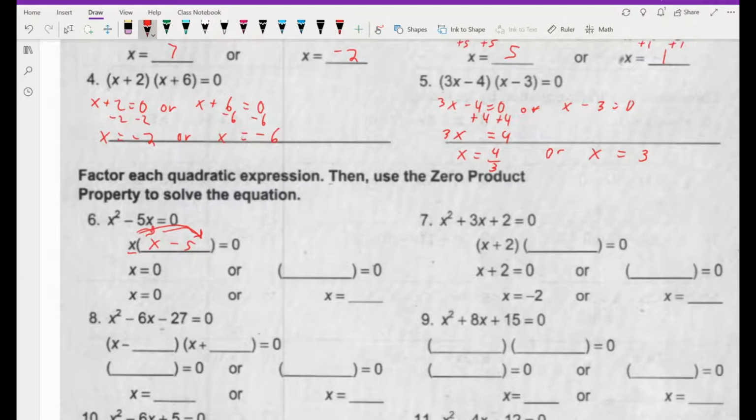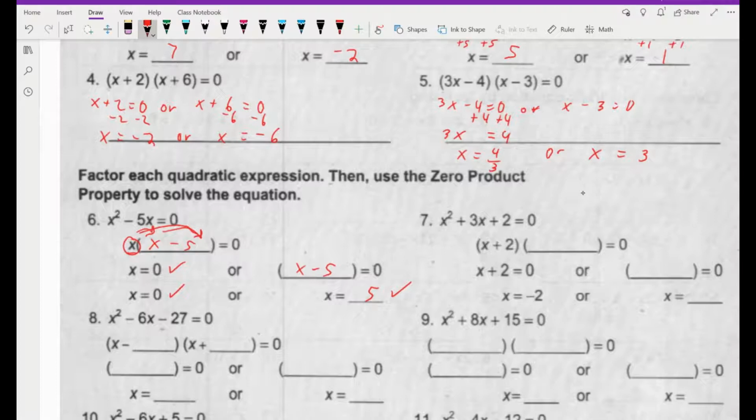Now we use the zero product property. We set this part equal to 0 right here, and we get x is already equal to 0. Or we do x minus 5 is equal to 0. And of course, we add 5, and we get x is equal to 5. So we have two solutions, 0 or 5.